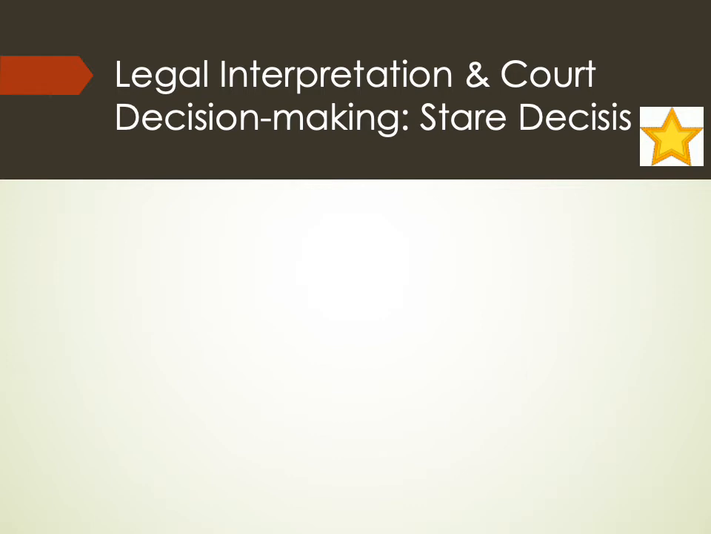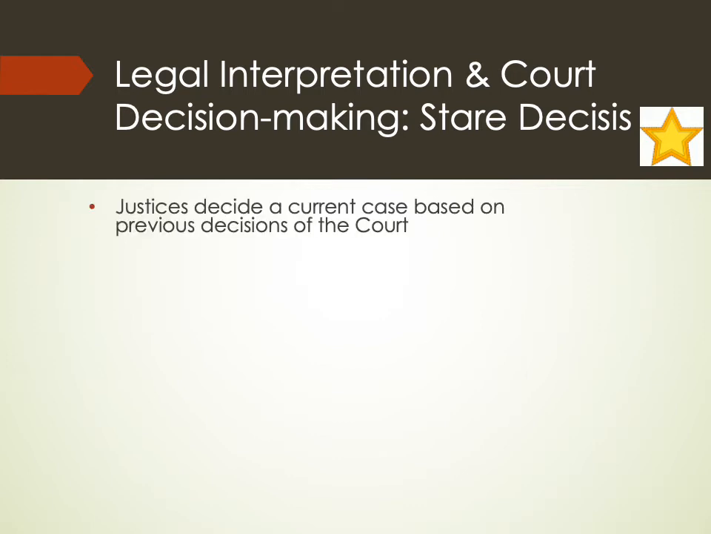The next method we're looking at is stare decisis, and that's why there is a star there, because it's a starry decisis night. So in this viewpoint, justices decide a current case based on the way the court has decided a similar case in the past. They base their current decision making on previous decisions of the court, and those previous decisions of the court are known as court precedent. Stare decisis basically means, in English, that Latin phrase means let the decision stand.